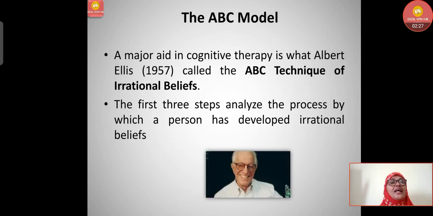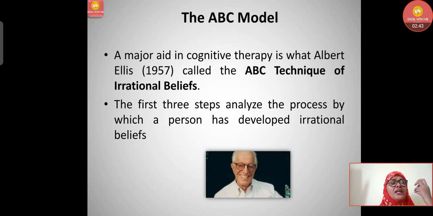Now let's understand about the ABC model. A major aid in cognitive therapy is what Albert Ellis in the year 1957 called the ABC technique of irrational beliefs. What are the irrational beliefs?